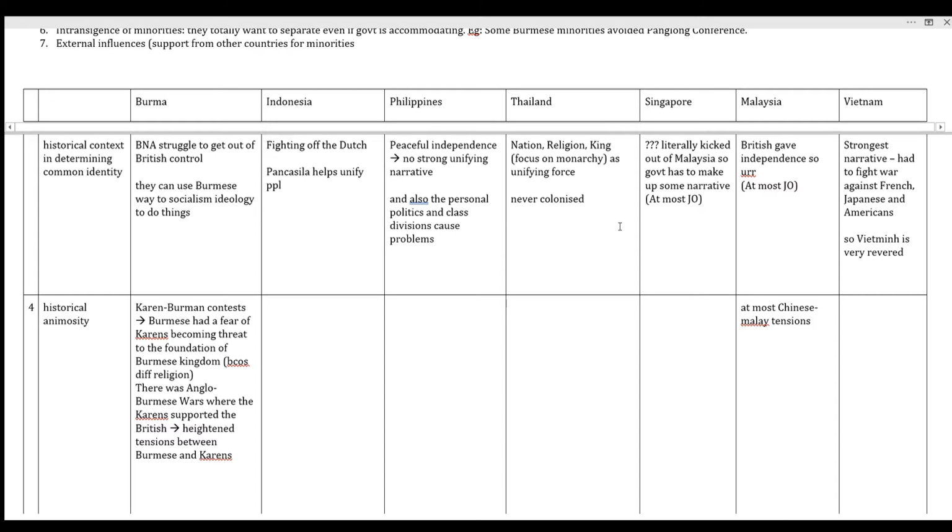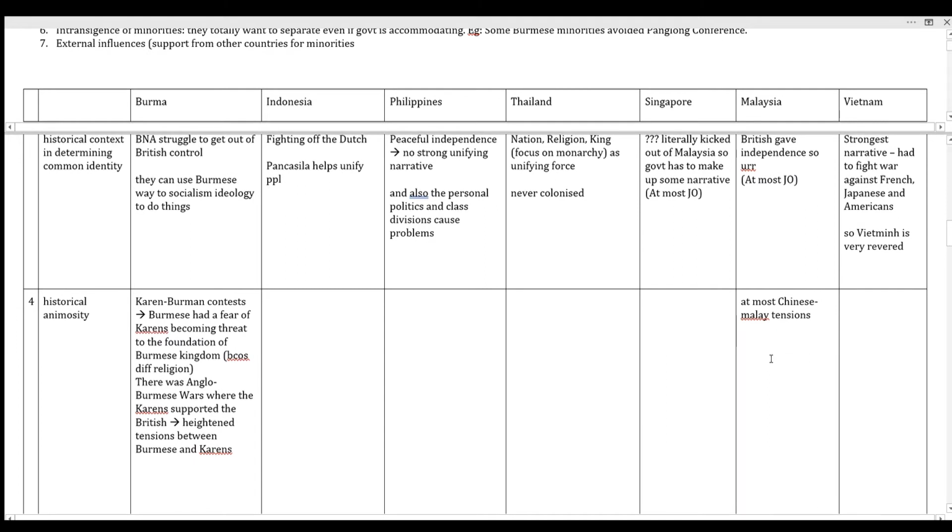But there's one country that definitely has the most interesting story, which is Vietnam, and they had to fight the war against the French, the Japanese, and the Americans. Oh my gosh, I feel so bad for them because they had to fight against so many people to get to where they are today. And the Viet Minh is super revered because they literally brought independence to Vietnam. Yeah, that is the historical context and identity in a sense.